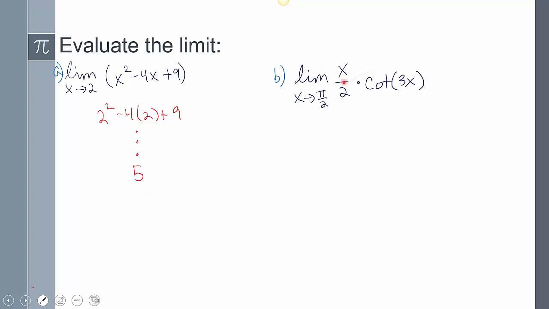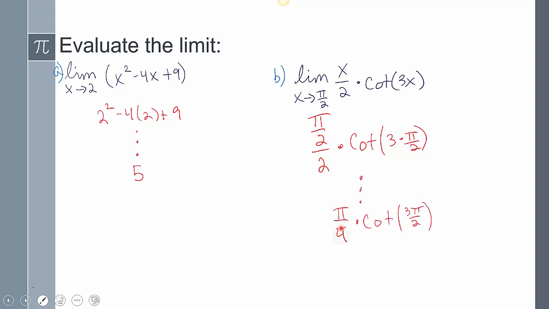For part B, it could be as complicated as possible, but if we take a trig value here, like the cosine or cotangent of 3x, and I take this pi halves and plug it in, that means I'm taking pi halves and plugging it in for x in both of these instances. These multiply together, so I get pi fourths, and then this becomes cotangent of 3 pi halves. The cotangent of 3 pi halves on the unit circle happens to be 0. And so 0 times pi fourths gives me 0, so the limit of this function as x approaches pi halves is going to be 0.